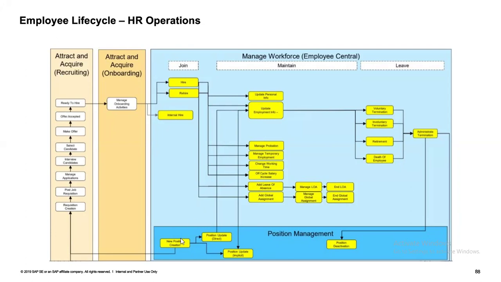So for an example, once the position is created, what is a position? A position is basically a seat in the company where anybody can come and sit. So it is a vacant position we have in the company. So we have to create that position. Then we have to create the requisition for that. Then we have to post that job, whatever requirement we have in the company.